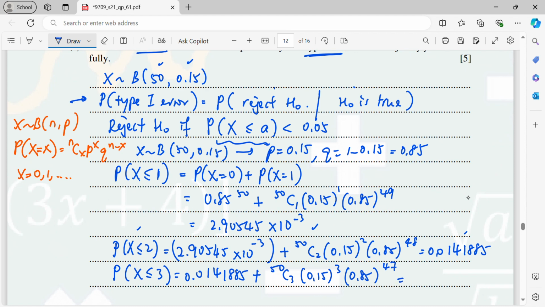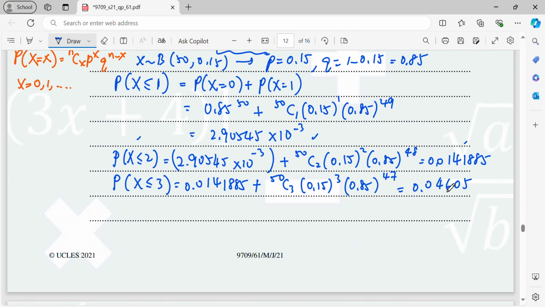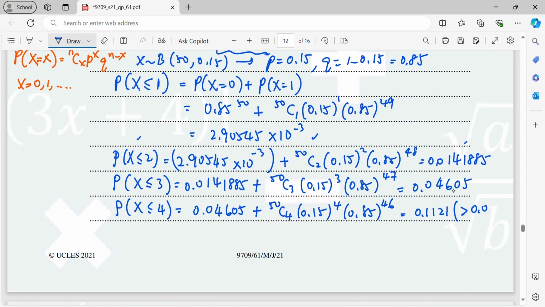And then you will be getting 0.04605. Okay, so this one is close to 0.05. Now I check one more. So just copy that value and calculate P(X = 4). Then you will be getting 0.1121. So this 0.1121 is greater than 0.05.